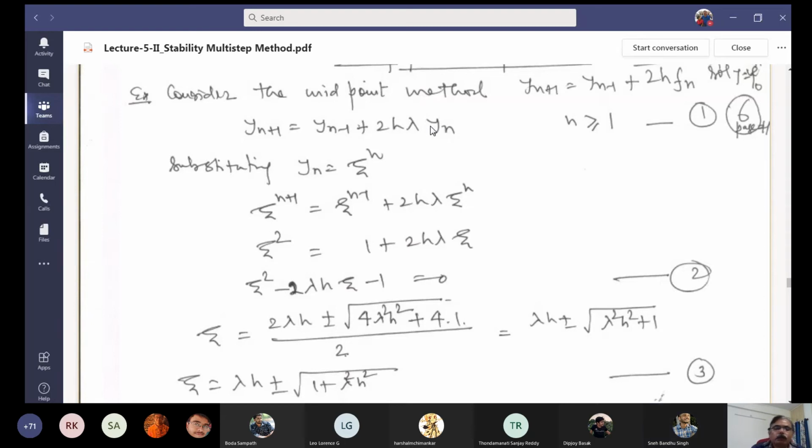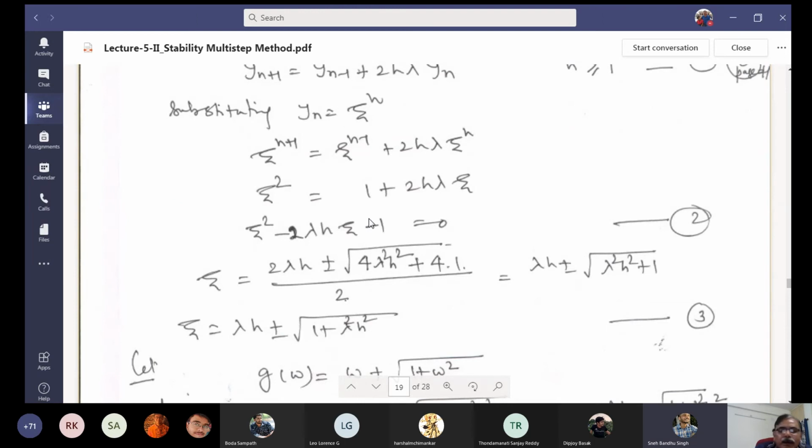So we put y n as xi to power n, as we have done earlier in the theory part. So xi n plus 1 here, then xi n minus 1, then xi n. The least power is xi to power n minus 1, so divide by xi to power n minus 1. Here it will be xi square. You get a quadratic polynomial in xi immediately. This is your characteristic equation corresponding to your midpoint method.